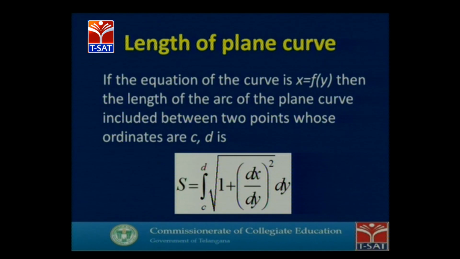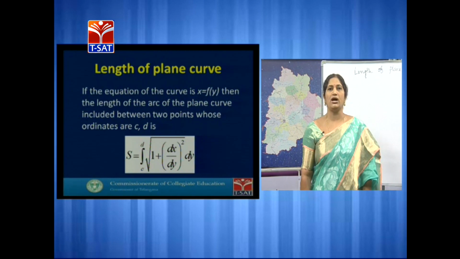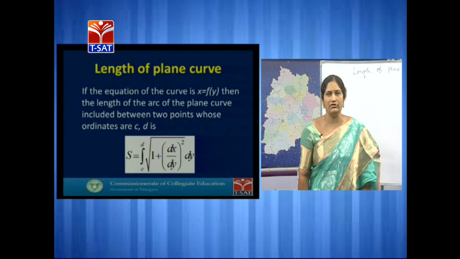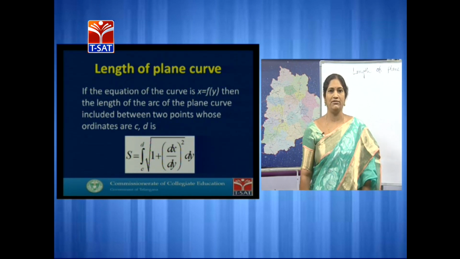Suppose the equation is given as x is equal to f of y, then how to find the length of the arc? If y varies from c to d, then the length of the arc s is equal to integral c to d under root of 1 plus (dx by dy) whole square into dy, if the curve is given in the form x is equal to f of y.